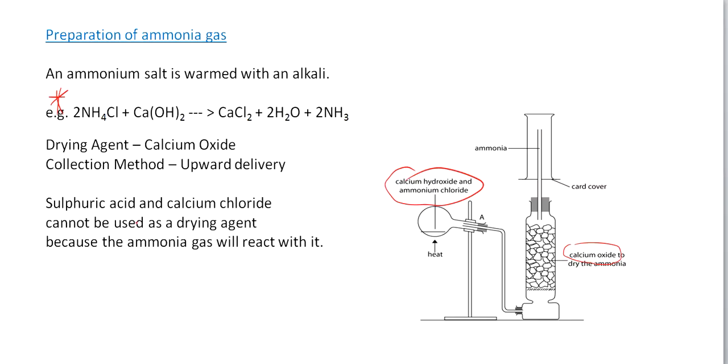Now we cannot use sulfuric acid or calcium chloride as the drying agent for ammonia. Why? Because the sulfuric acid will react with ammonia, because ammonia is a base and it will react with sulfuric acid. Calcium chloride will also react with ammonia. So the drying agent we typically use is calcium oxide.